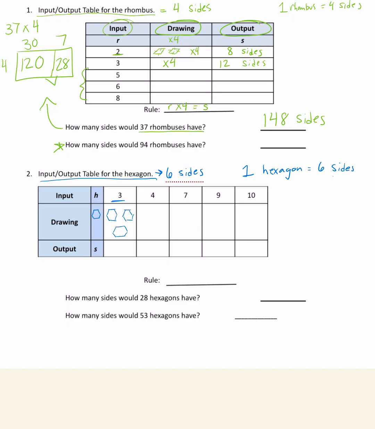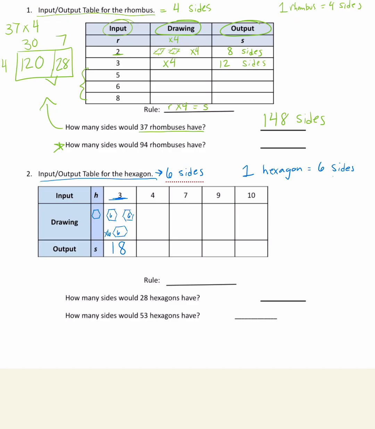Okay, and so now I got to think, okay, how many sides is this? Well, one hexagon has 6 sides, which means this has 6 sides, this has 6 sides, and this has 6 sides. Well, I already knew that there was 3 hexagons. So what I could have done with that 3 hexagons is instead of drawing the 3 hexagons and counting every single side, I know 1 hexagon has 6 sides, 2 hexagons, both would have 6 sides, 3 hexagons, all 3 would have 6 sides. So I could do times 6, and I know 3 times 6 is 18.